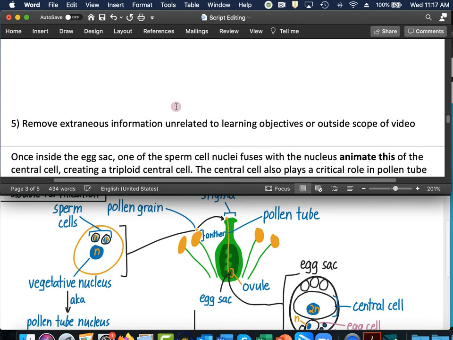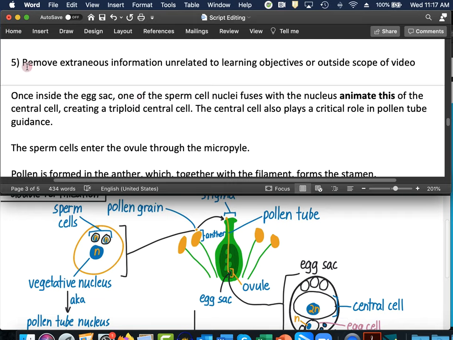Okay, next, remove any extraneous information that's unrelated to the learning objectives or outside the scope of your video or, more generally, your class. So here's an example. Once inside the egg sac, one of the sperm cell nuclei fuses with the nucleus of the central cell, creating a triploid central cell. The central cell also plays a critical role in pollen tube guidance. So this sentence probably isn't necessary.